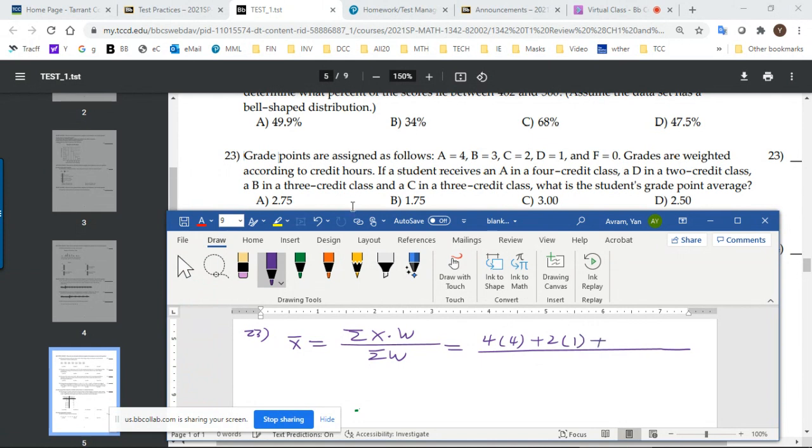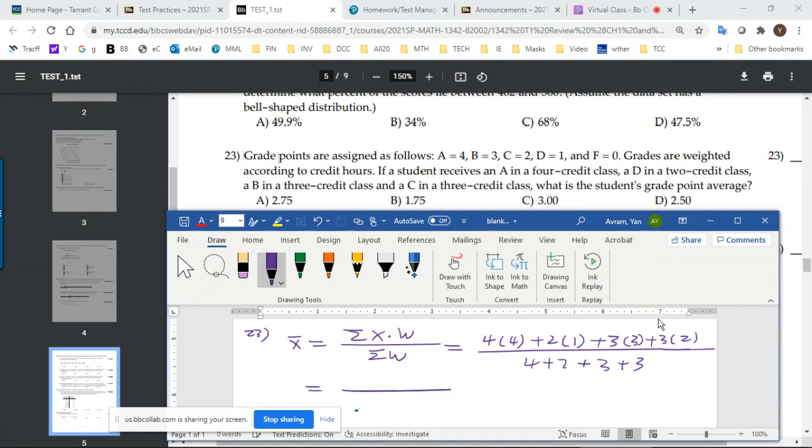Okay, and then a B in the 3 credit hours. So I use the 3 credit hours times the B. B is 3 points. And then we have a C in another 3 credit hours. So that's a C. C, you got 2 points. So that's the total points you have, divided by the sum of the weights, which is the sum of the credit hours. So the sum of the credit hours is 4 plus 2 plus 3 plus 3, right?